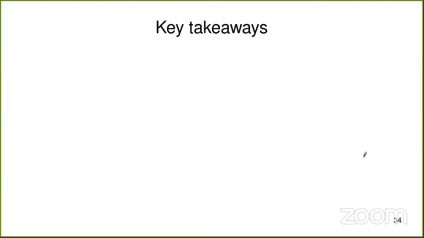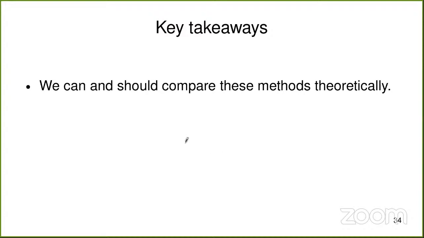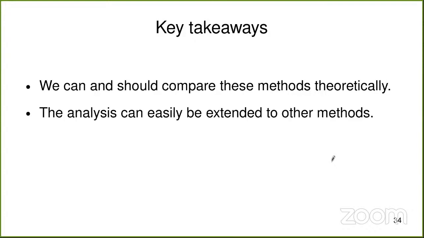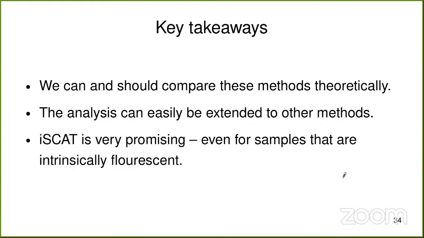Okay, so what are the key takeaways? Firstly, it's a good idea to compare these essentially experimental methods theoretically, as this is a much more objective way of doing this. Secondly, this analysis can easily be extended to other methods that we have not considered yet, since there are quite a few other methods, and you can also extend it, for example, to 3 dimensions. Lastly, IceCat is a very promising method, even for samples that are intrinsically fluorescent.